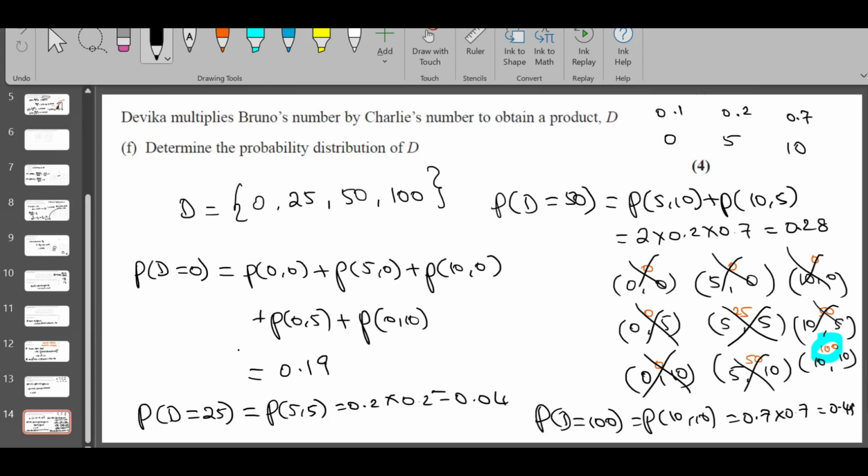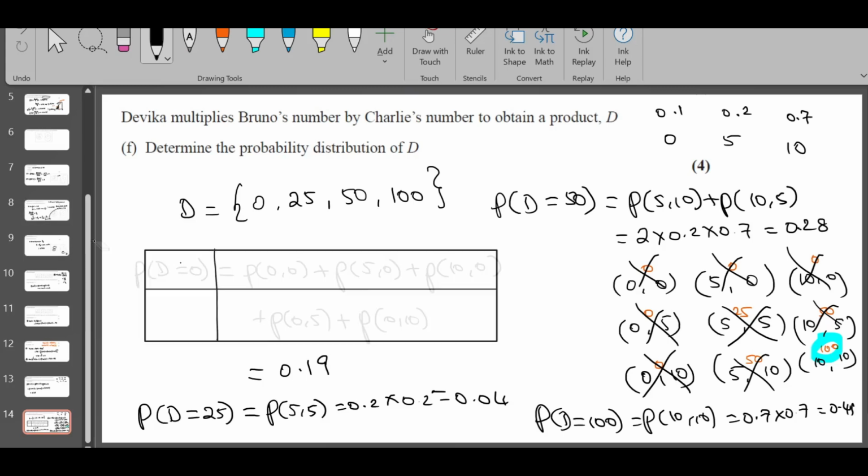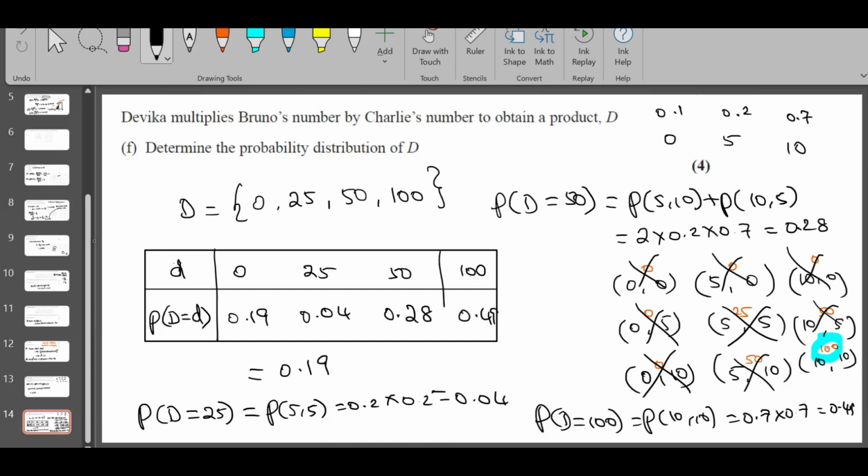You have to write them in a table. That's a probability distribution. You put small d and P of capital D equal to small d: 0, 25, 50, 100, with corresponding probabilities 0.19, 0.04, 0.28, 0.49. Whenever you draw a probability distribution table, you have to always make sure that the sum of the probabilities is equal to 1. When you add them, you'll get a total of 1, so it is correct. That's a 4-mark question.